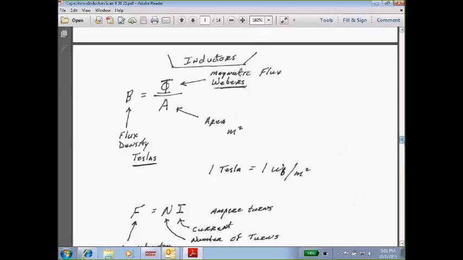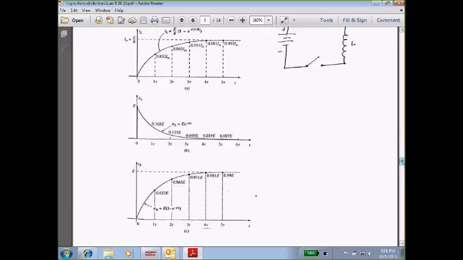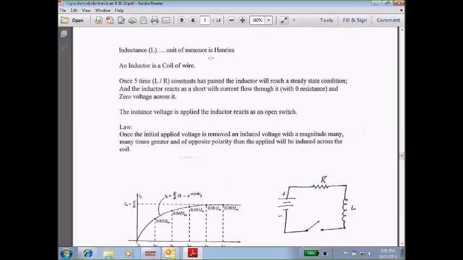Okay. Now this next slide, inductance, unit of measure is henries. An inductor is a coil of wire. Now, a while ago, we were talking about capacitors, and power factor correction and so forth, and I mentioned induction motors, industrial induction motors. They get their name induction motors because they have an inductive reactance as far as the power that is required to drive the motor.